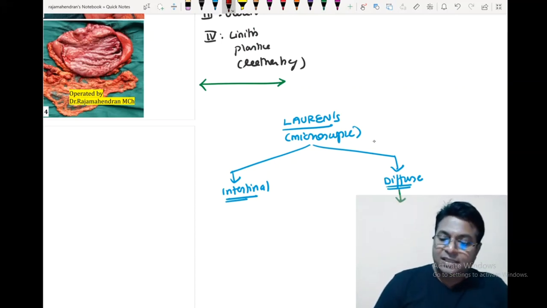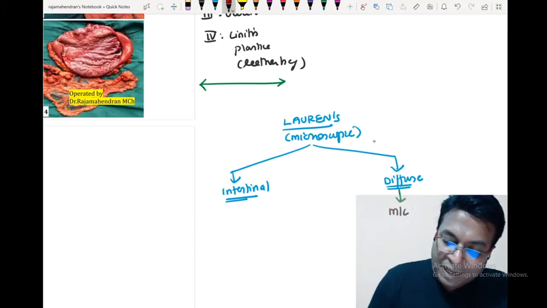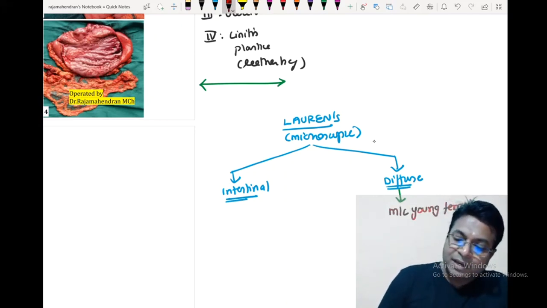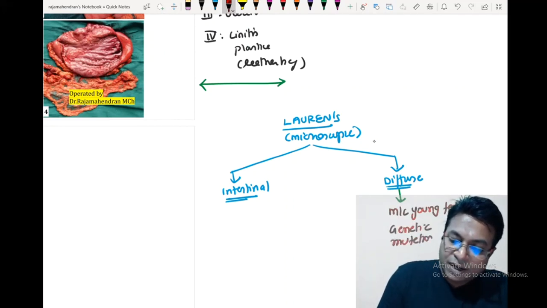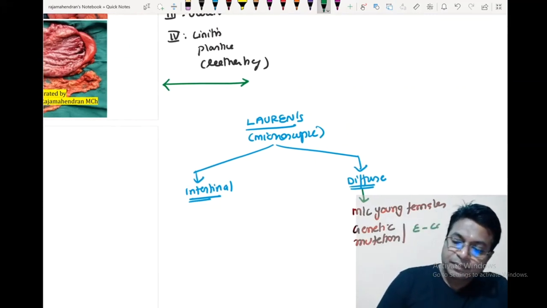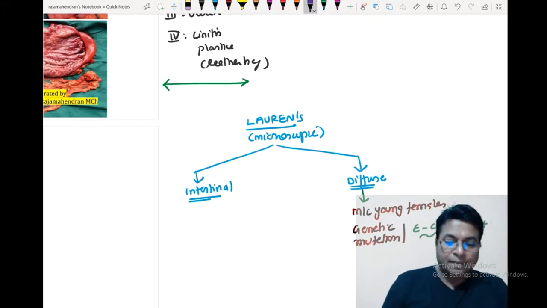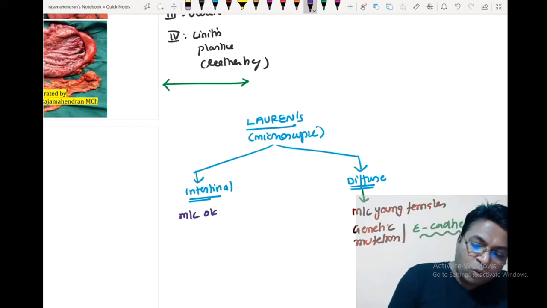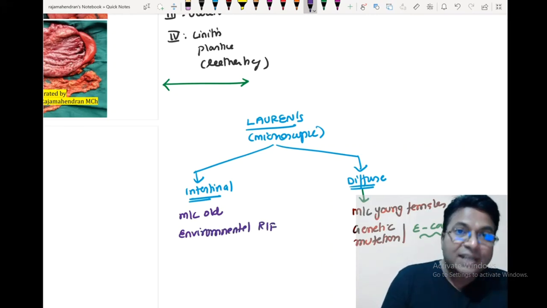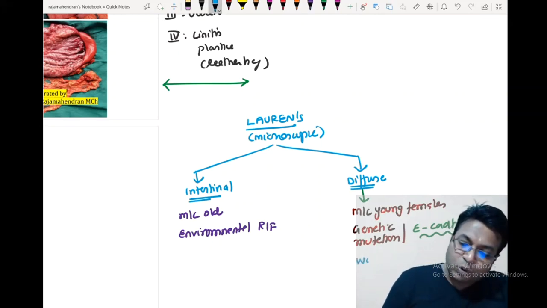Diffuse cancer involves most commonly young females. It runs in families due to genetic mutation. Can somebody tell me what is the genetic mutation seen in diffuse gastric cancer? This is an FMG question from pathology. E-cadherin mutation is seen. Please don't forget. Intestinal type is most common in old age and is associated with environmental risk factors, and diffuse type has worst prognosis. Most of them die.